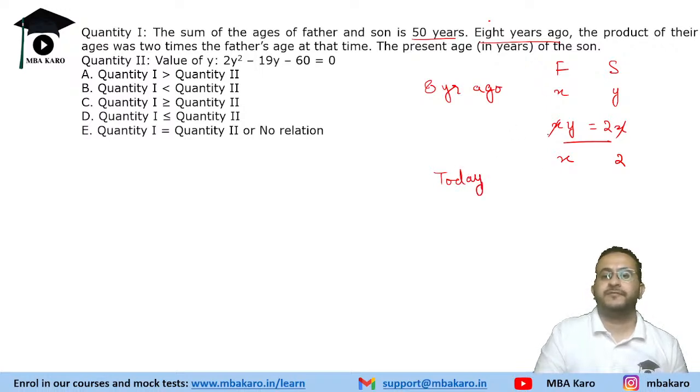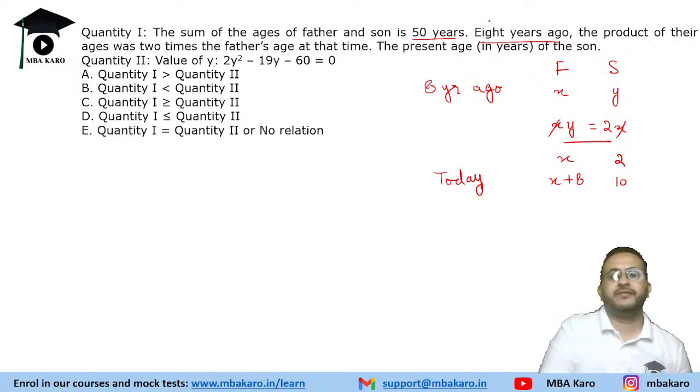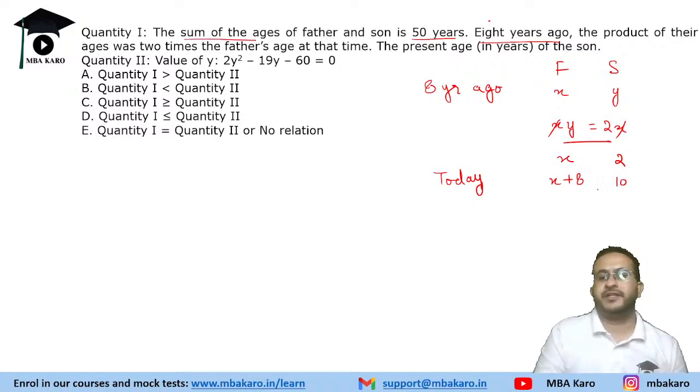Today father will be x plus 8 and son will be 10. And it is given that the sum of their ages is 50 years. So when we add them, we get 850. So what is the value of x? The question is not the value of x. We have to find the present age of the son.